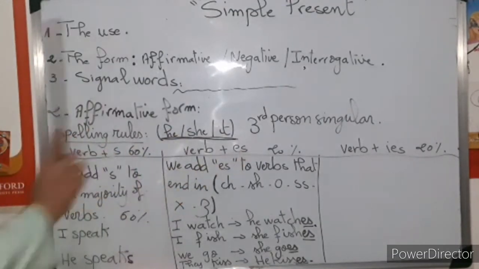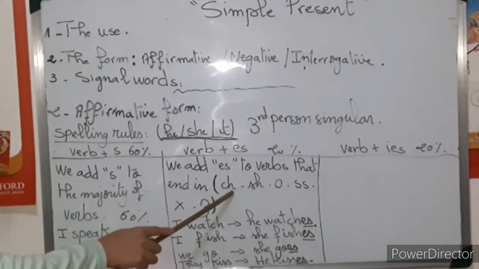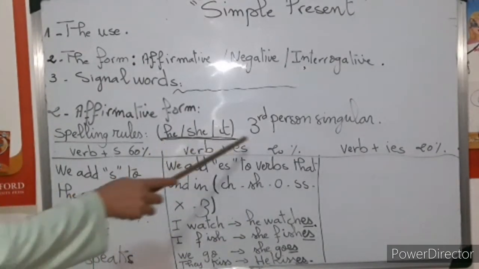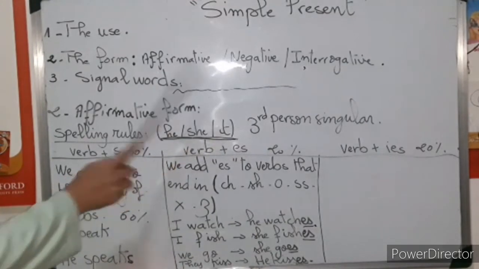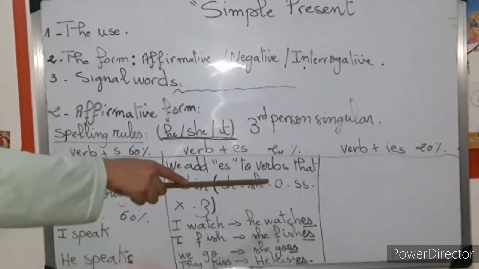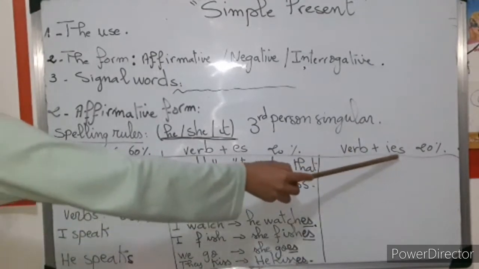So we add es again to the verbs that finish in ch, sh, o, double s, x, and z. Please, I always talk about the third person singular: he, she, and it. The other personal pronouns have no changes. Have a look here. So I watch, we go, we kiss, I change nothing, I add nothing. Okay? Let's move on to the third spelling rule, which is when do we add ies?